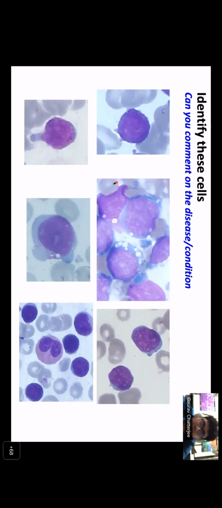Okay, so we have students today as well. So Shivangi, can you tell me what's going on here? What do you think about these cells that you can see on your screen? What about this? If I can start with this cell. Here we can see a cell with high NC ratio, with a scant amount of cytoplasm and prominent nucleoli as well.